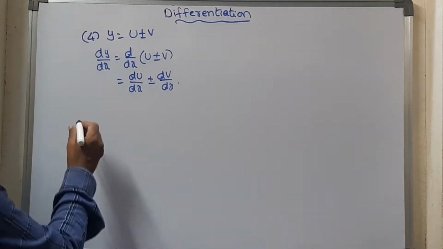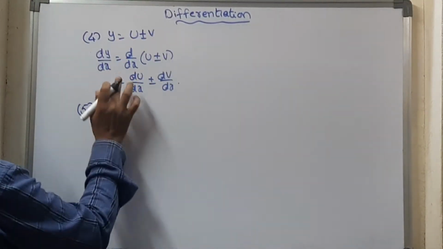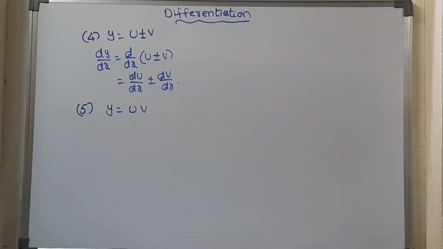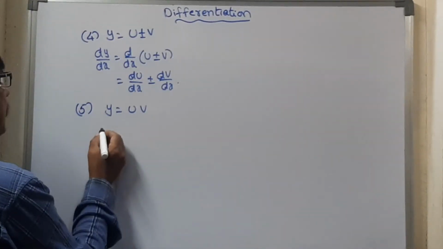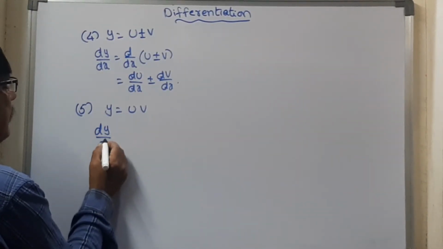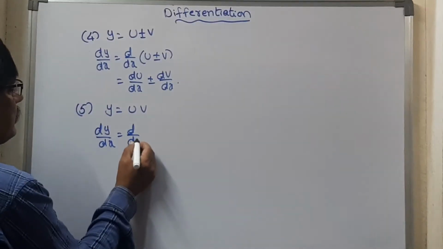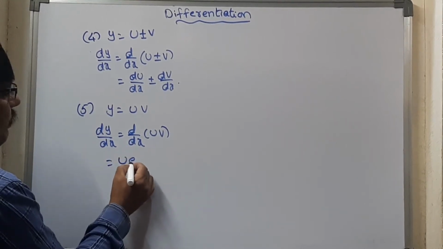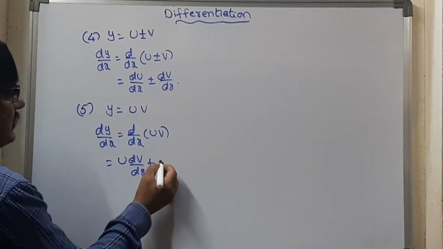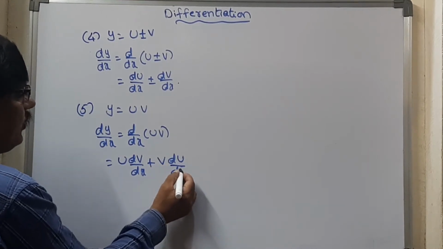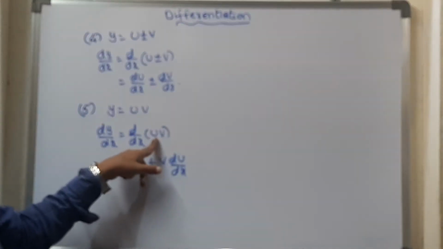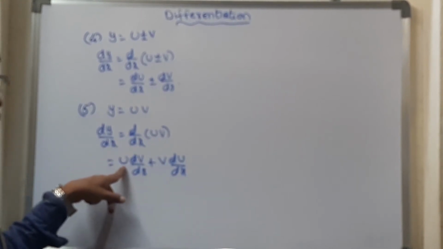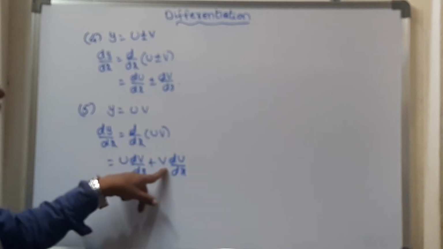Now let us go with the next one. After addition and subtraction, what do we go for? Multiplication. If y is equal to uv, then dy by dx is equal to d by dx of uv, which is u dv by dx plus v du by dx. Did you get it? u and v are variables. One variable we take just as a prefix, and the second variable we differentiate. The same applies for the other one also.